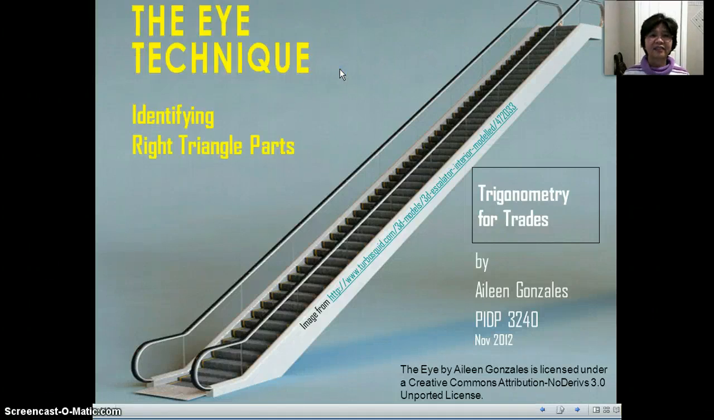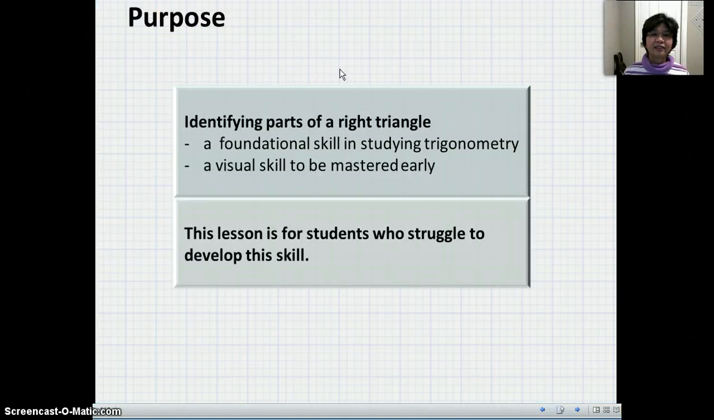The eye technique, a technique for identifying right triangle parts. Identifying parts of a right triangle is a foundational skill in studying trigonometry. It's a visual skill that needs to be mastered early. This lesson is for students who struggle in developing this skill.